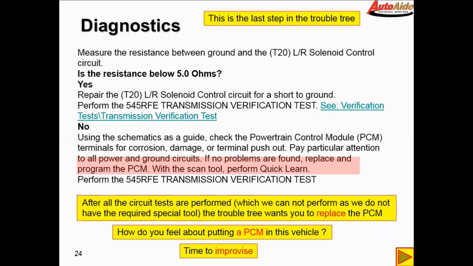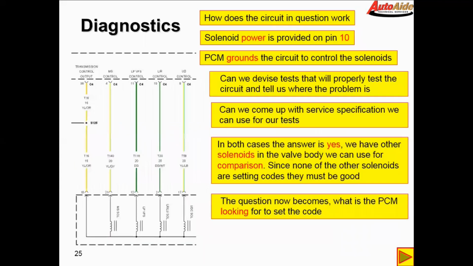So can we improvise beyond simple resistance testing of wires and solenoids and that kind of stuff? And the answer is yeah. So, you know, how does the circuit work? Well, solenoid power is provided on pin 10. See that in the diagram right here. PCM grounds the circuit to control the solenoid. Okay. Can we devise a test that will properly test the circuit and tell us where the problem is? Well, I think we can, and we can be a lot more accurate than we can with an ohm meter.